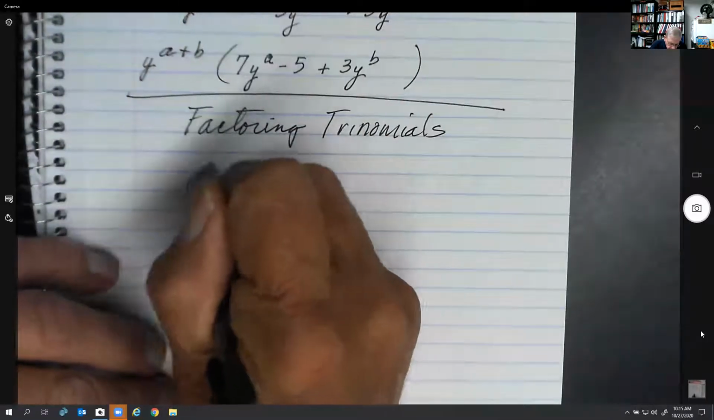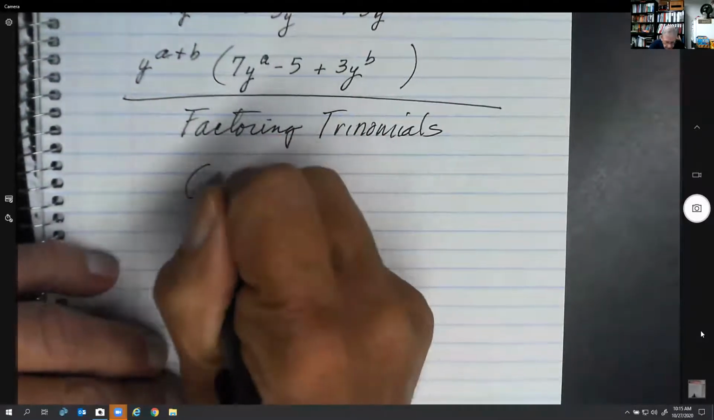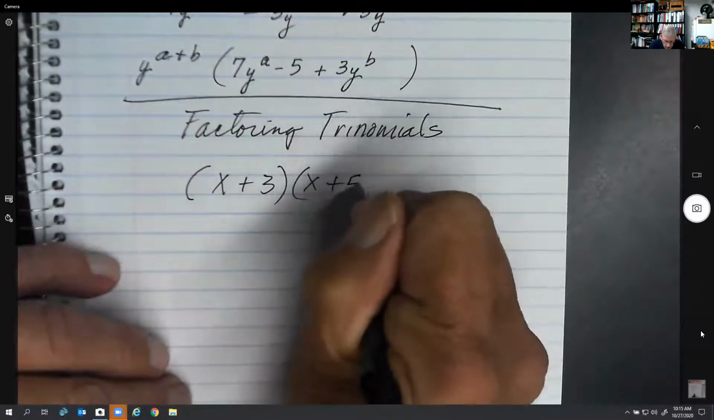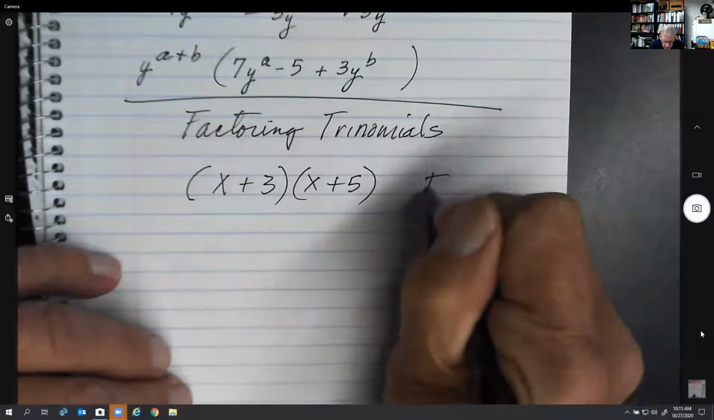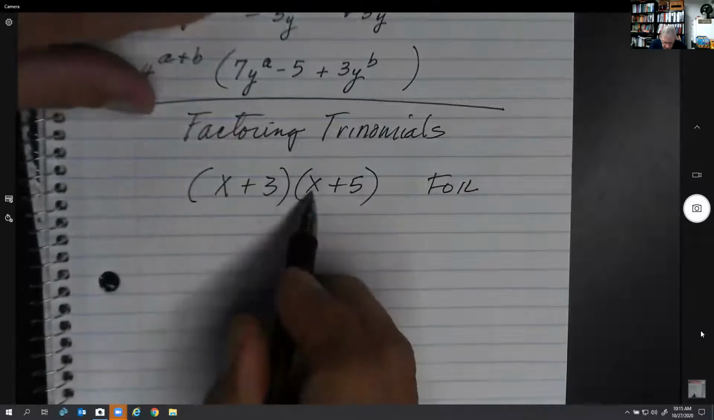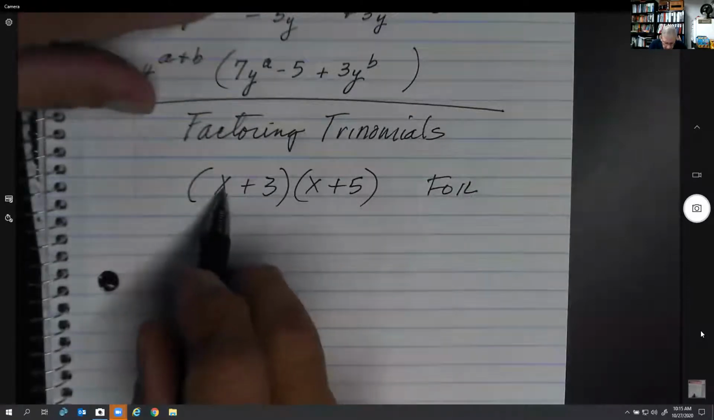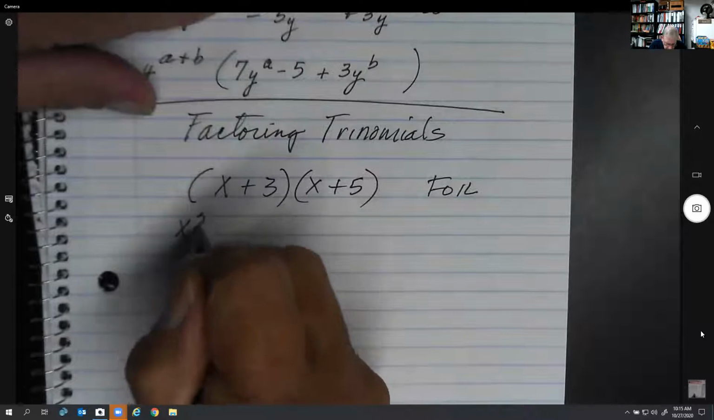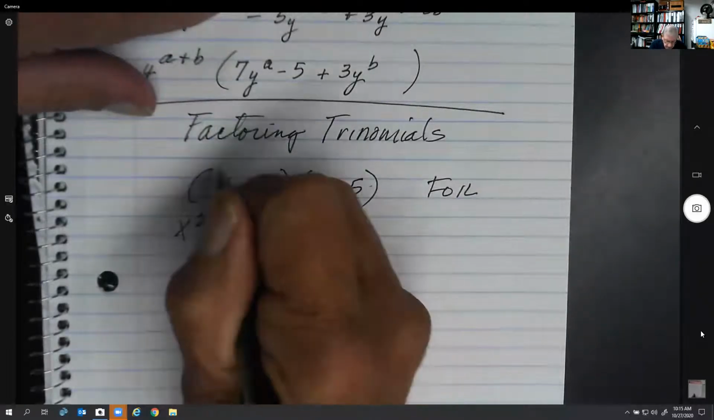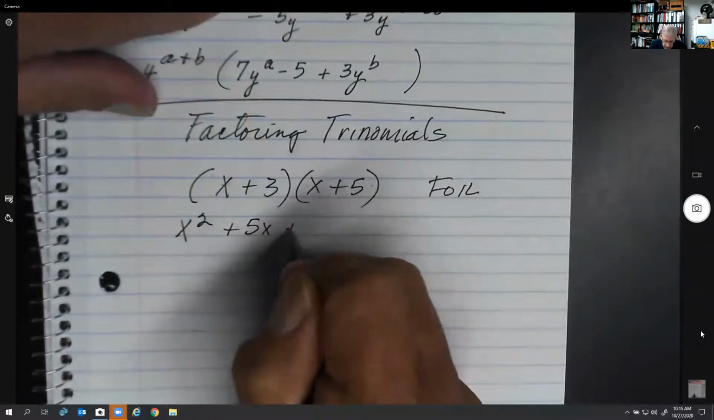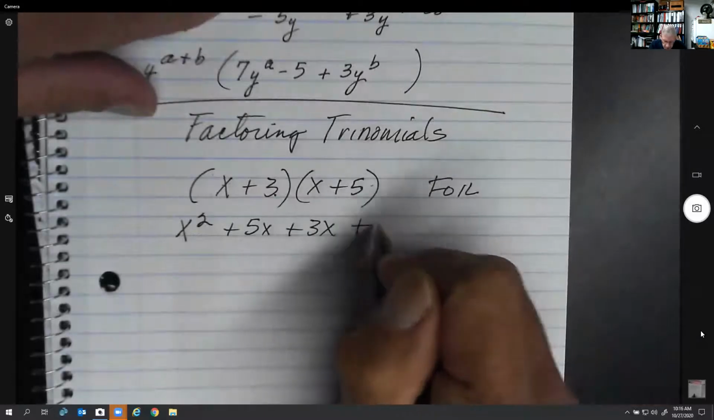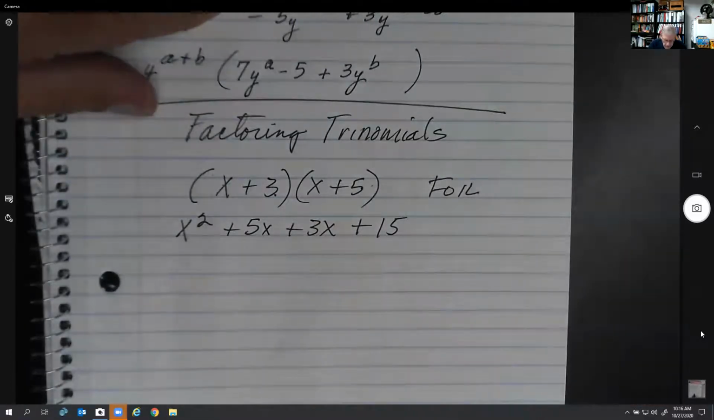Well, before we factor it, let's expand one out. X plus 3 times x plus 5. Let's do a FOIL on this thing, because factoring is the reverse of doing a FOIL. So let's FOIL this out, and then we can kind of do it backwards. X times x is x squared. X times 5, 5x, right? The outside. The inside plus 3x. And then the last term times the last term plus 15. So we combined them.